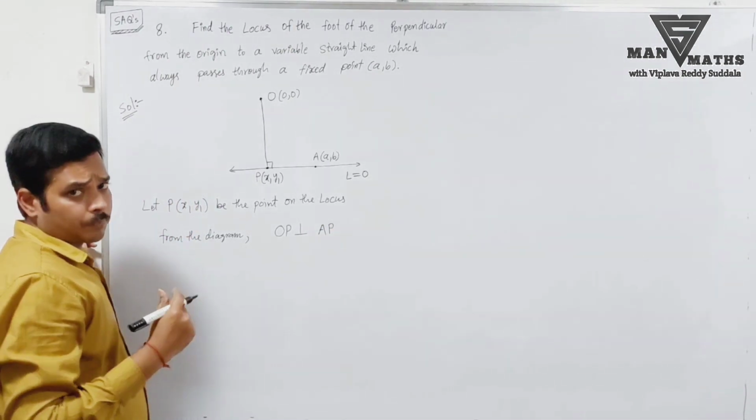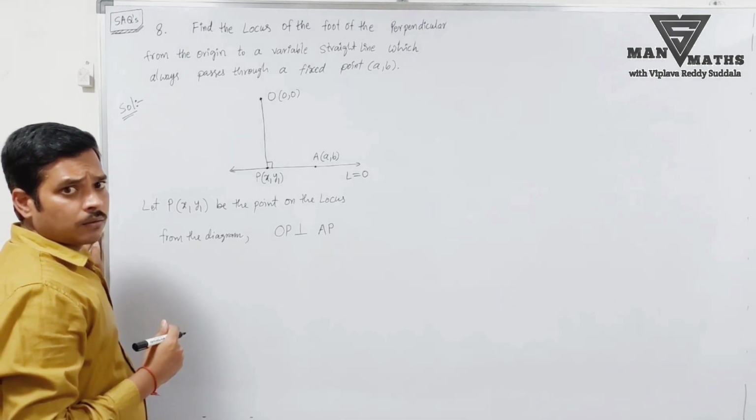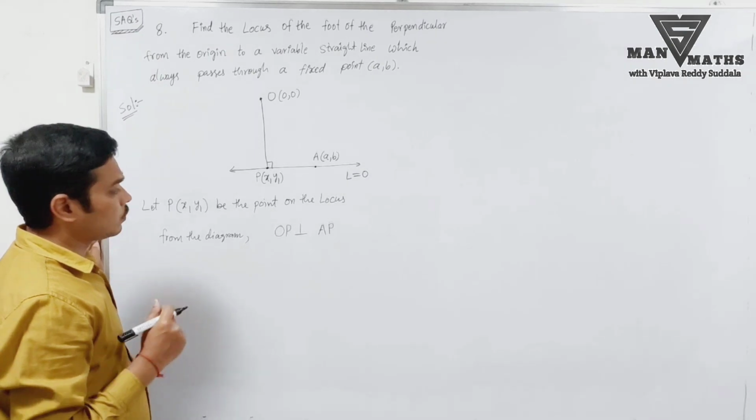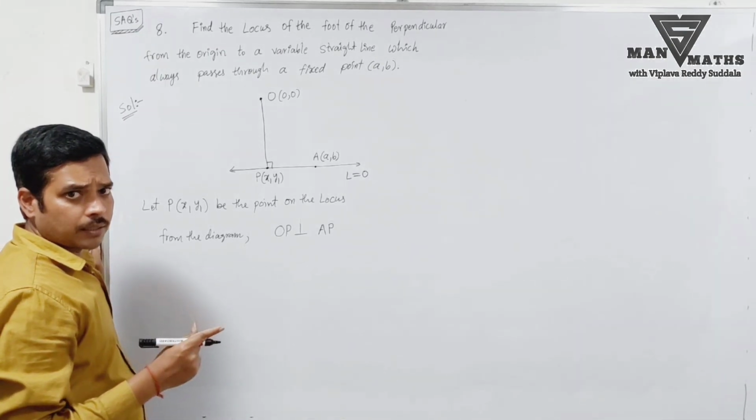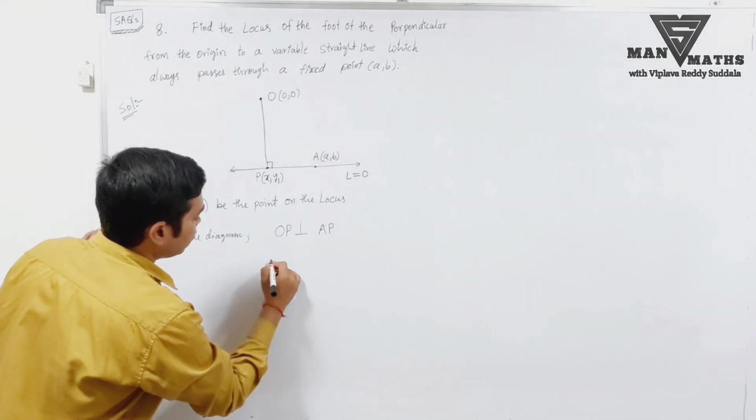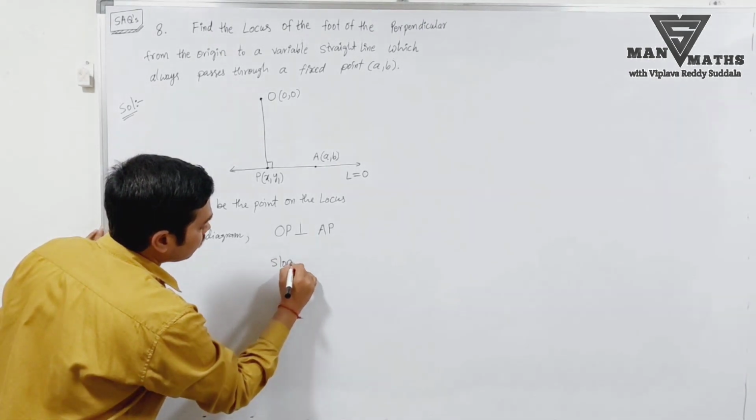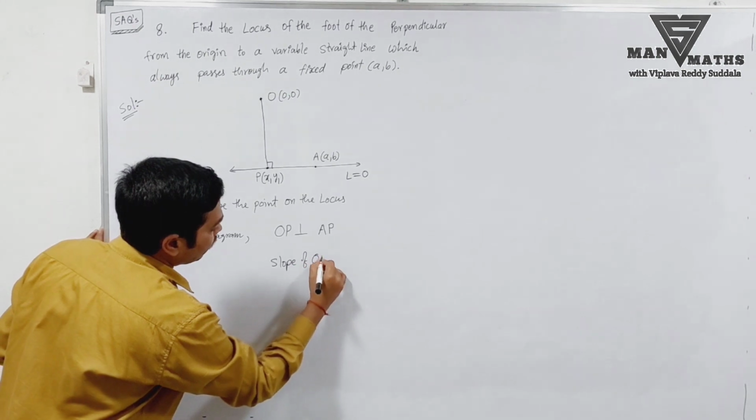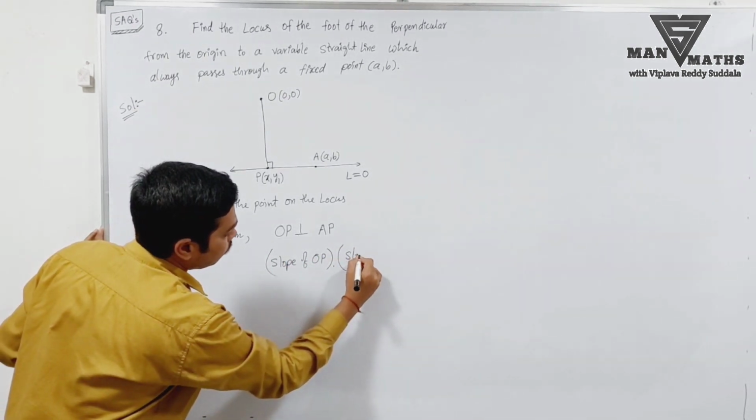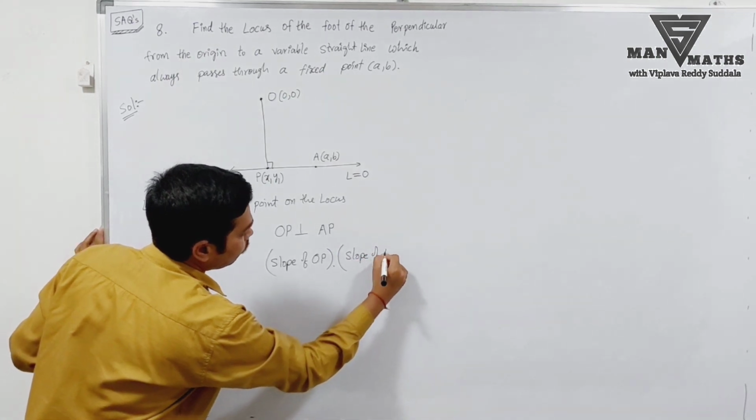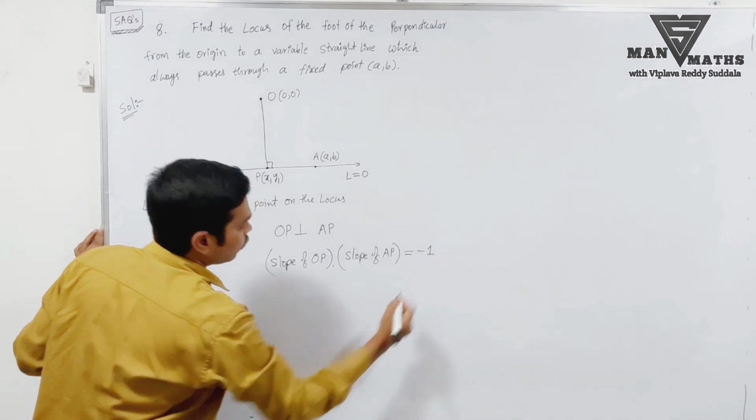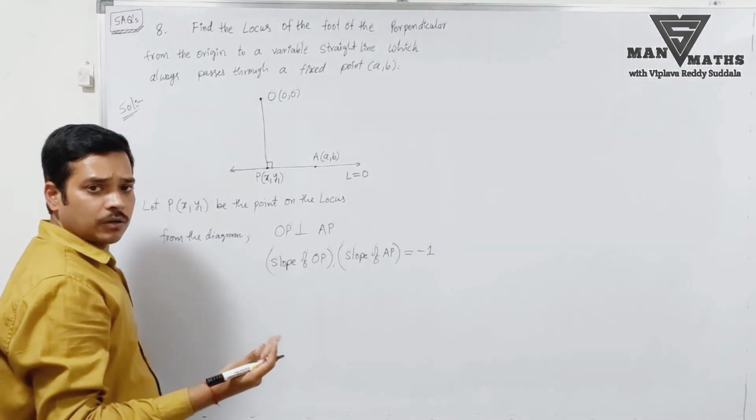If two lines are perpendicular, what is the condition? The product of their slopes is equal to -1. That means slope of OP into slope of AP is equal to -1.